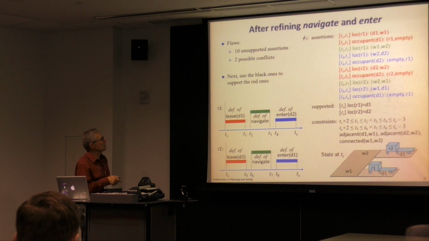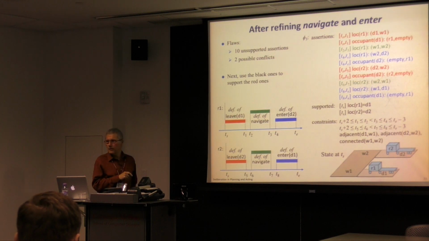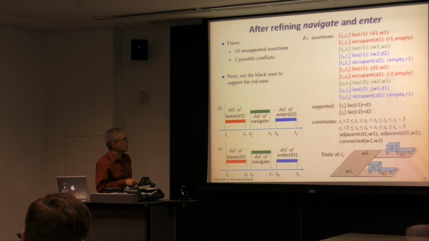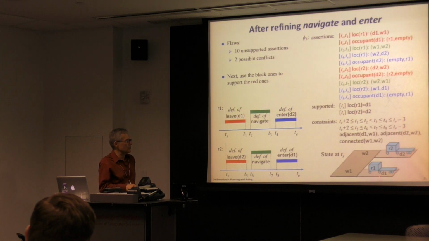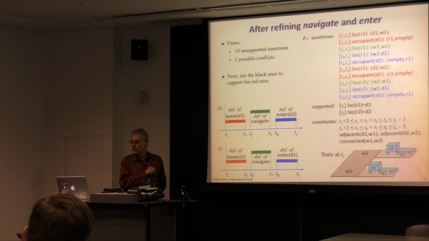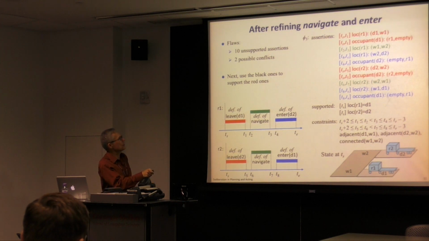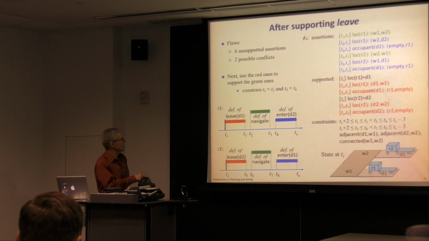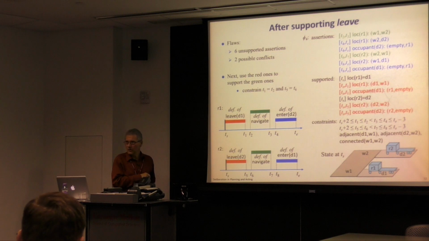I'll explain what the conflicts are later, but let's right now take care of the unsupported assertions. These 2 leave assertions, we can support them using this information that was in the initial chronicle. We were told that robot R1 starts out at D1, robot R2 starts out at D2 at time T sub S. Well, that's when these start, so these are automatically supported by those. All right? So we can move those red ones into the supported list, which I just did, and I'm going to indicate it graphically by putting the solid line there.